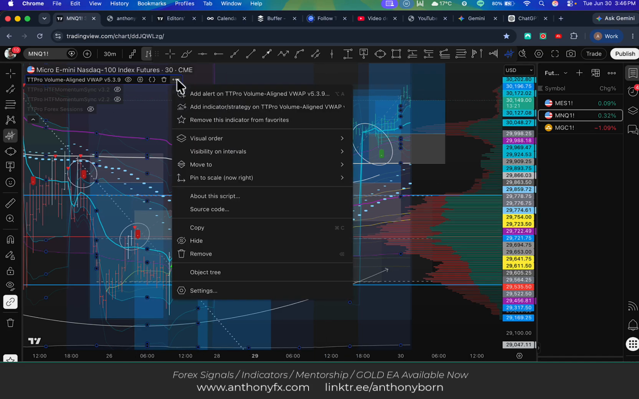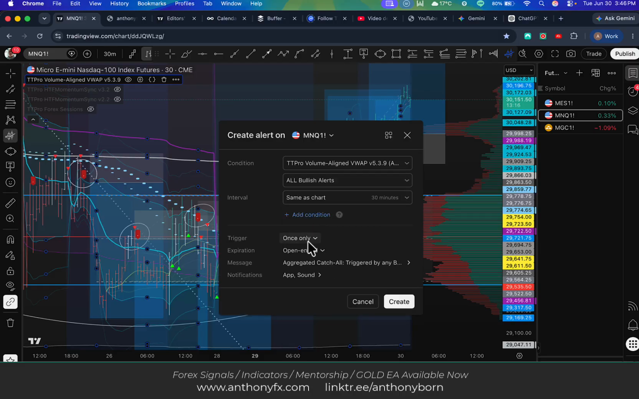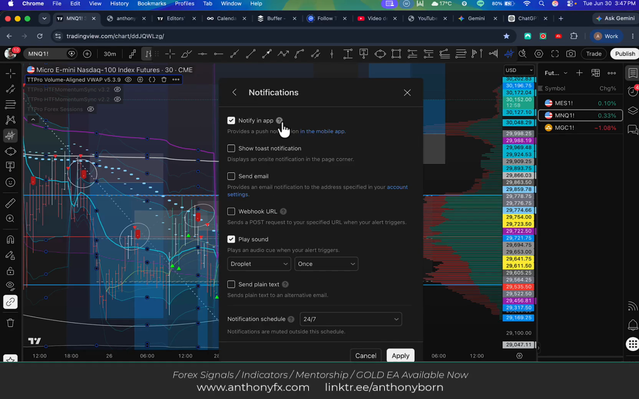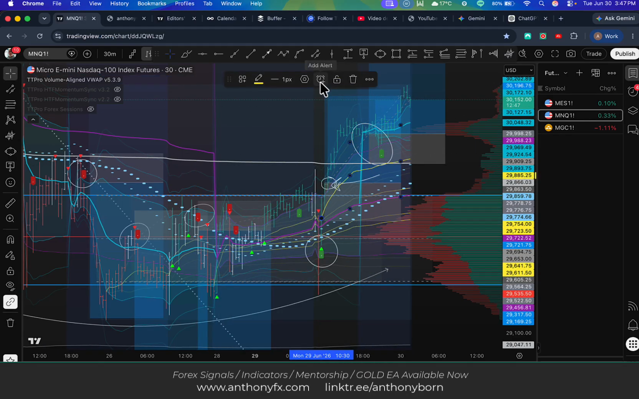So I'll just show you that quickly. Three dots, add alert, and you're looking for all bullish. Just do that. And once per bar close, create. And then over here, you can set it up on your phone. Notifications, notify in the app, on your phone app. So I have these going off on my phone app, and you can be anywhere. Man, it just jumps straight into your phone and you take the trade. It's as simple as that. And don't miss the opportunity.